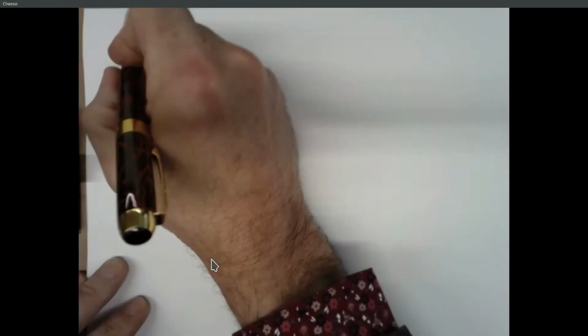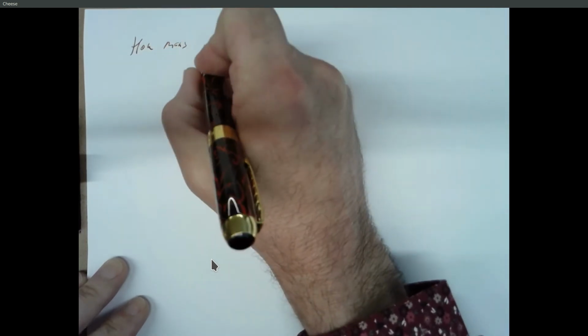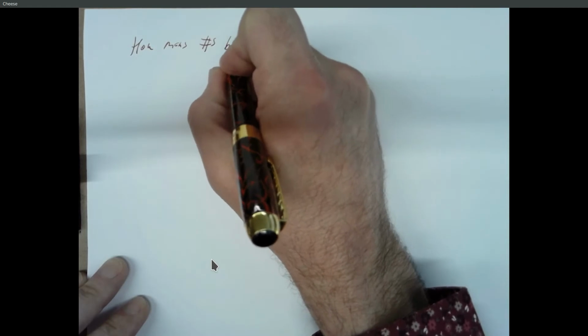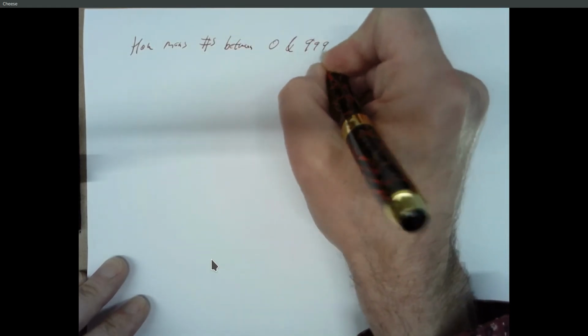All right, let me do two more examples of product rule, and then we'll talk about the sum rule. So how many numbers between 0 and 999? We know there's 1,000, right?